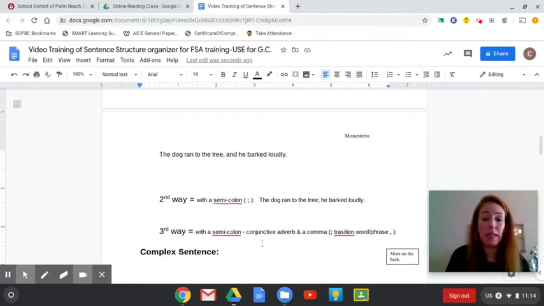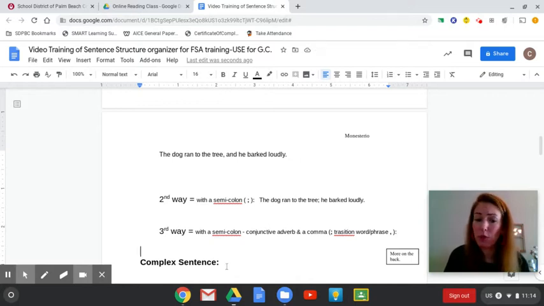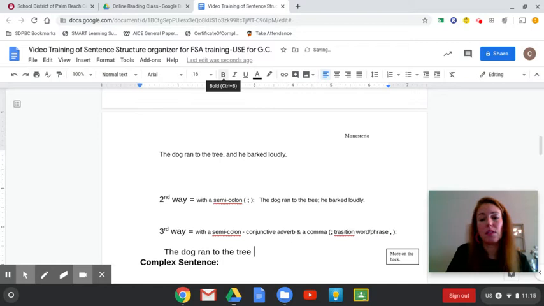The third and final way to link two independent clauses is with a semicolon and a conjunctive adverb, which is a transition word. That's what you guys more commonly know it as. Semicolon, transition word, and a comma after. Comma after. So let's do our sentence. The dog ran to the tree. Let's leave a little space. Let's put: he barked loudly.